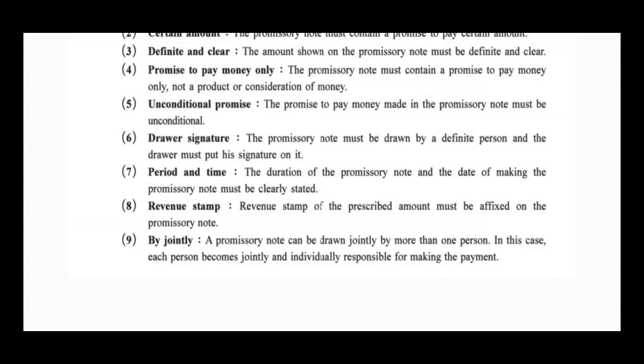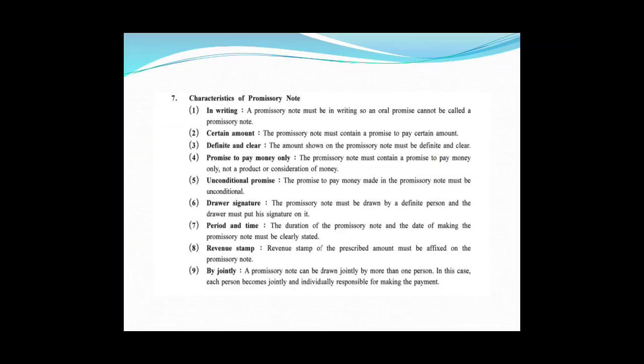So here only one signature is needed, and that is a signature of drawer. And here the drawer is the debtor who has to pay the money to someone. Period and time. The duration of promissory note and the date of making the promissory note must be clearly stated. What else? Revenue stamp. Revenue stamp of the prescribed amount must be affixed on the promissory note, that we know. Jointly: a promissory note can be drawn jointly by more than one person. In this case, each person becomes jointly and individually responsible for making the payment. So these were characteristics of promissory note.